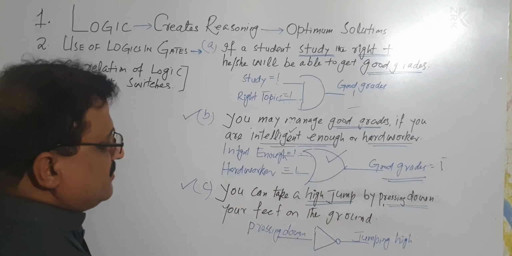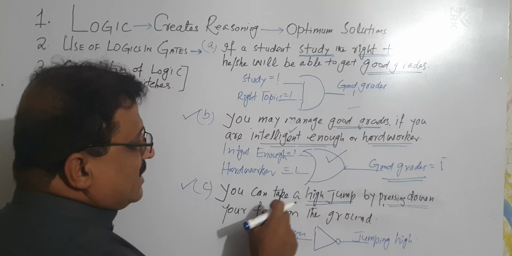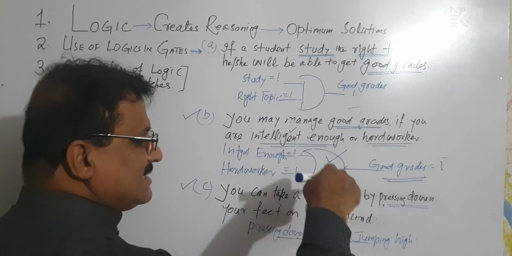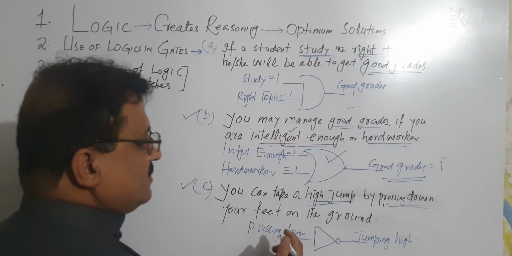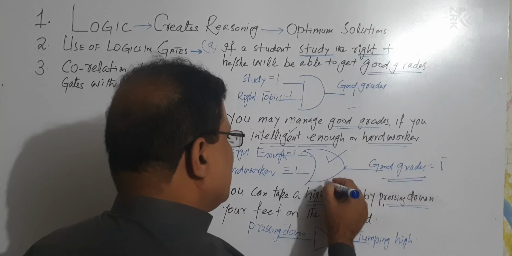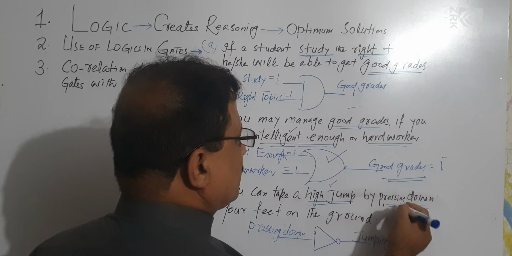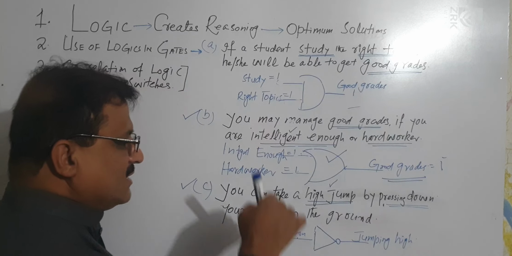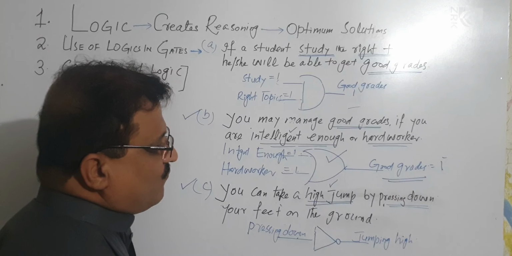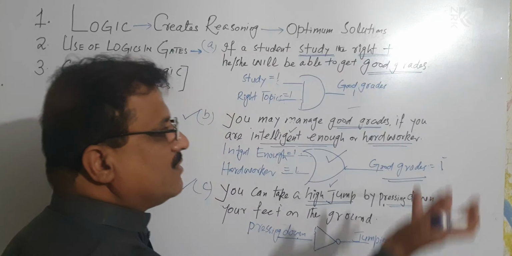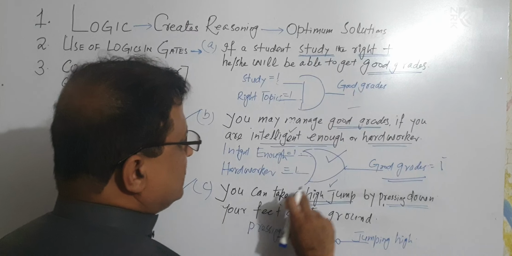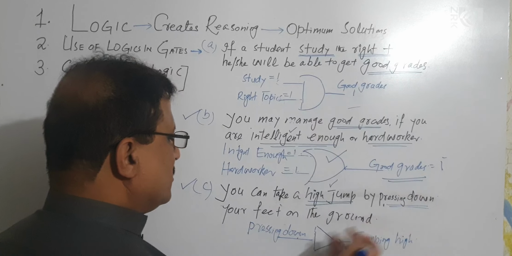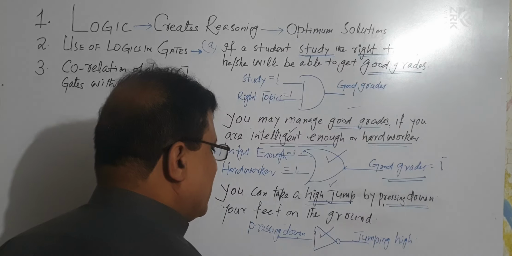Let me read out the statement first. You can take a high jump by pressing down your feet on the ground. Now look at the statement. One is the output, which is the high jump. Another is the input, which is pressing down the feet on the ground forcefully, or with more force. If you are pressing down, you will be able to get more height. So this is another type of logical statement, with a reason and an outcome. We can implement this reasoning by a NOT gate.